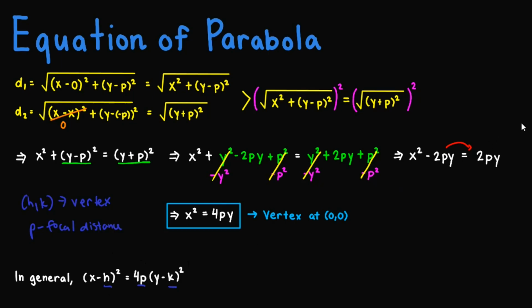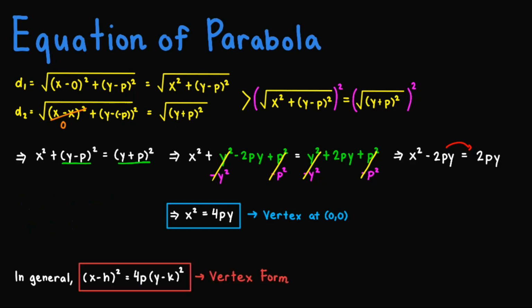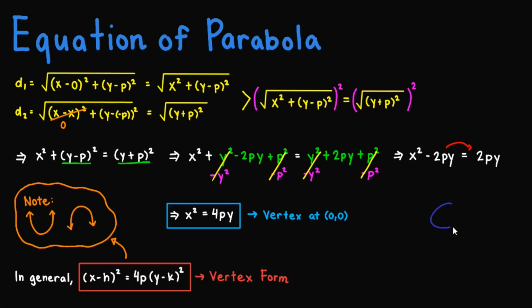So again, this one out here is the equation of a parabola in general. And actually, we call this one the vertex form of the parabola. So this is something that you need to remember and recall. But take note that this equation only applies for parabolas of this form, or parabolas that are oriented vertically. But what if we have these types of parabola, or parabolas that are oriented horizontally? Well, the equation would be similar to this, but with some minor changes.